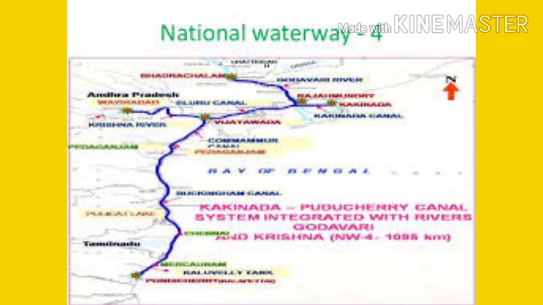The fourth one is National Waterway number 4. The specified stretches of the Godavari and Krishna rivers along with Kakinada in Andhra Pradesh and Puducherry stretches of canals. It has 178 kilometers.